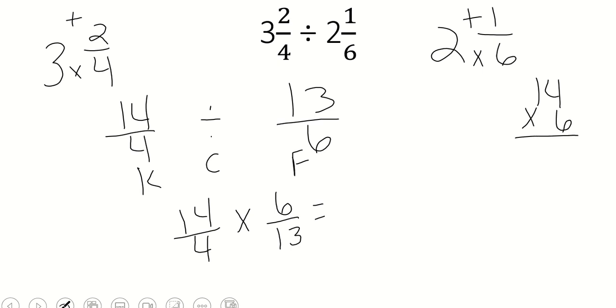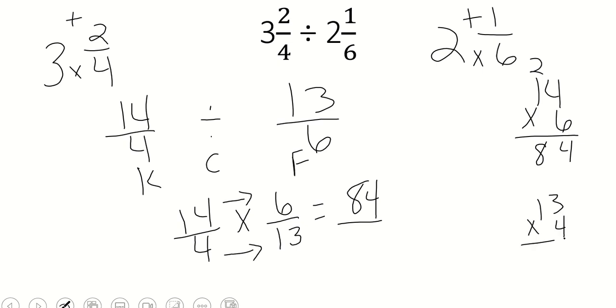14 times 6, because I'm doing top number times top number, gives me 84, and then 13 times 4. So I'm doing bottom times bottom. That gives you 52. I have an improper fraction, or you might want to try to, but again, 6th grade and up, you would have a calculator.